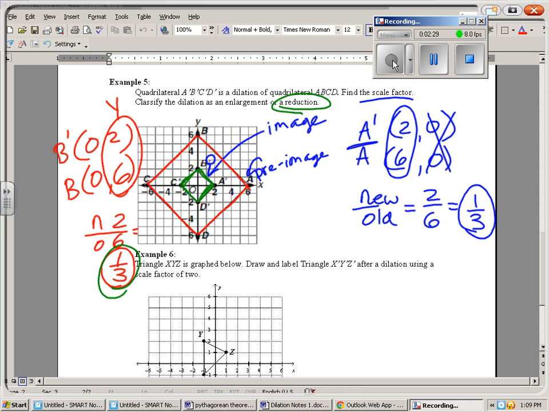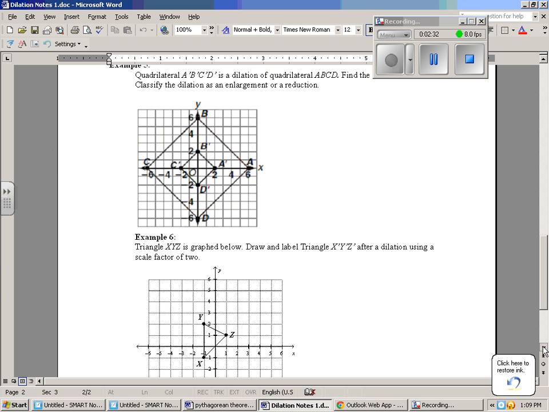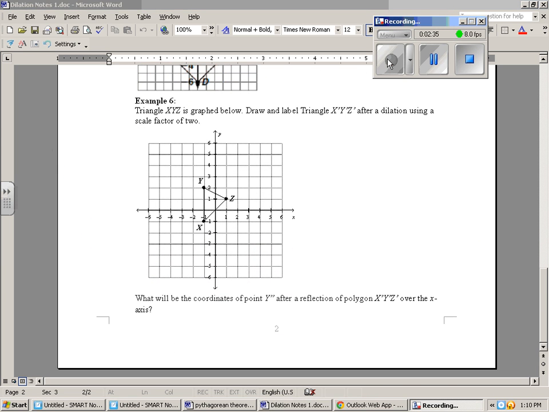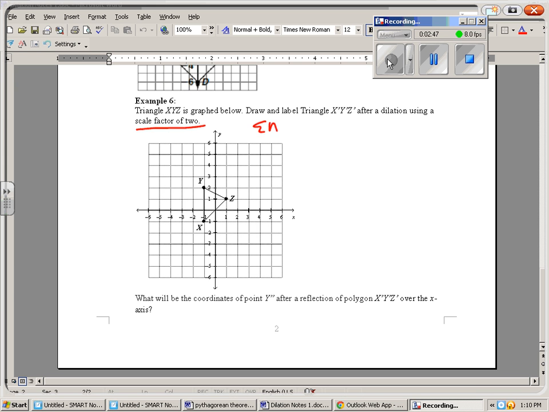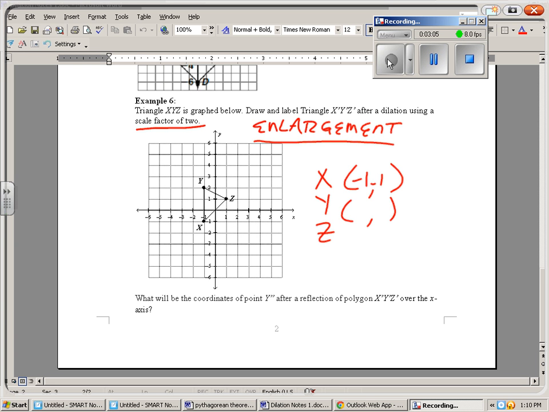Let's go on to example 6. Triangle XYZ is graphed below. Draw and label triangle XYZ prime after a dilation using the scale factor of 2. So this is going to be an enlargement. When you are dilating something, you need to write down every point. So X, Y, and Z. So X is -1, -1. Y is -1, +2. And Z is 1, 1.